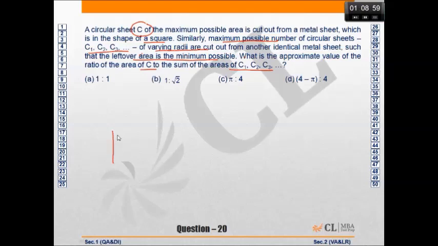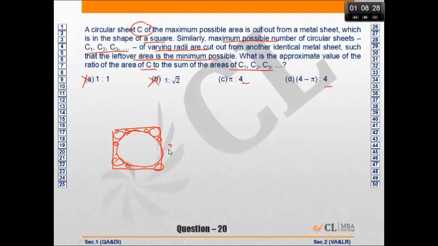Let me just draw the figure. So this is C. Second, it says from an identical sheet you keep cutting more circles. If I keep cutting more and more circles, in the ultimate stage the sum of the areas should be equal to that of the square. So if I say the side of the square is 1, my answer can be either of these two. These two cannot be the answer.